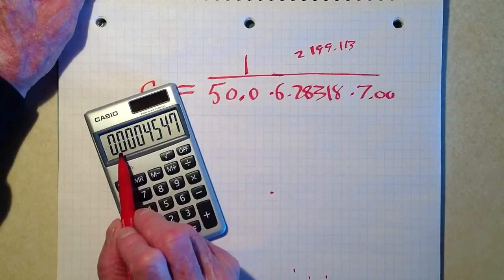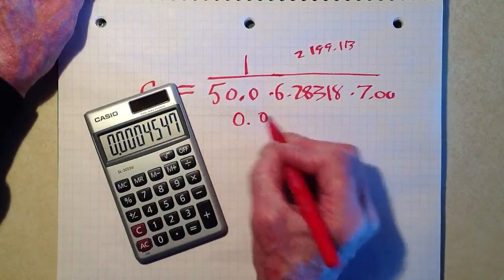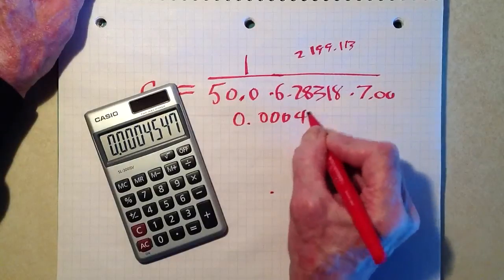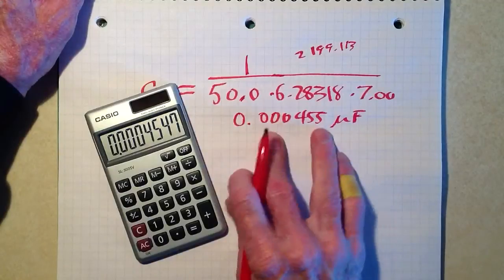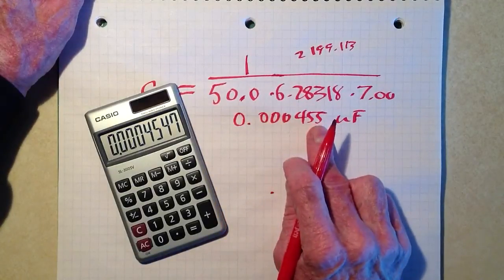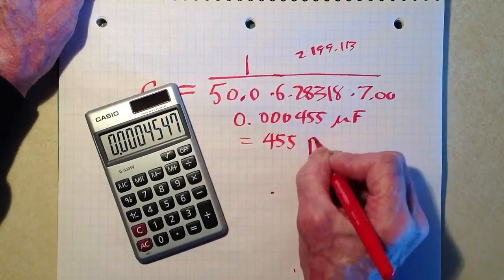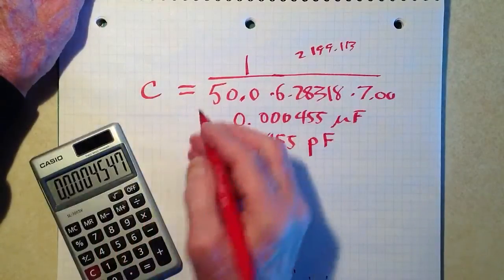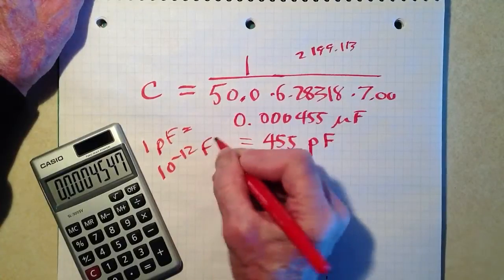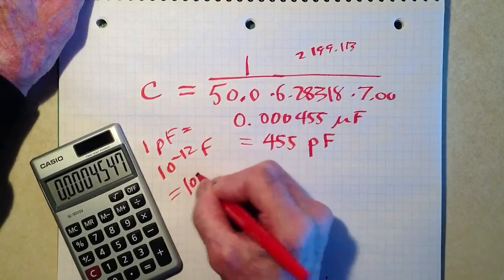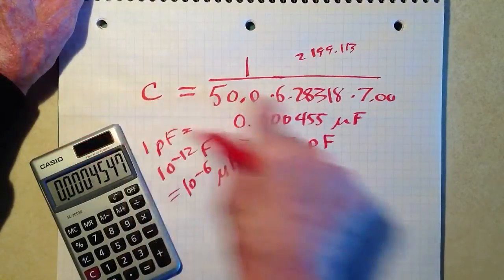0.000455. We'll round it off to 3 significant digits: 0.000455 microfarads. Well, remember now, if we move this decimal place over to the right 6 places, we'll get picofarads. That's probably a better way to write this. Remember, a picofarad equals 10 to the minus 12th farads equals 10 to the minus 6th microfarads.